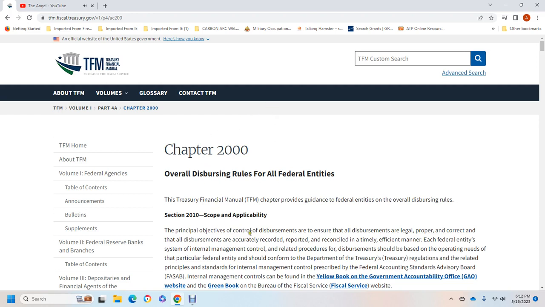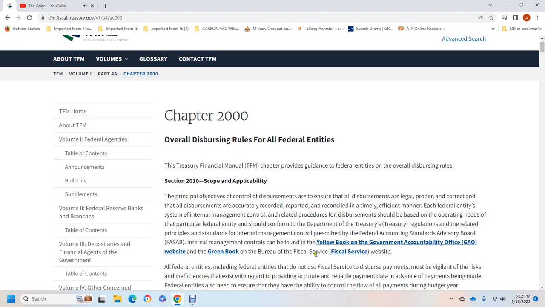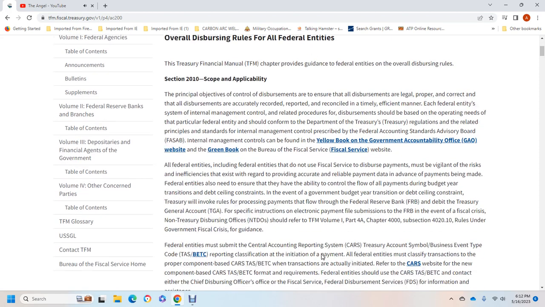They should follow the same principles as the internal management control prescribed by the Federal Accounting Standards Advisory Board, the Yellow Book of the Government Accountability Office, and the Green Book. If this does not include official service, the disbursement payment must be vigilant about risk and efficient, with regard for providing reliable payment data in advance of the payments being made.